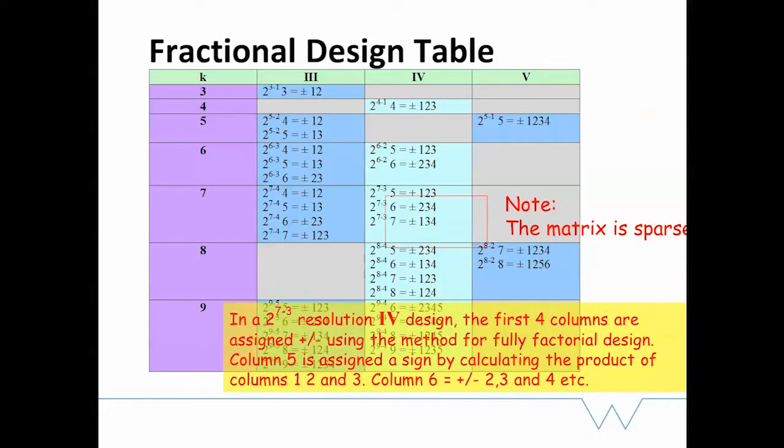So here's our design table, and for the case of being able to resolve one way with two-way interactions, we need resolution 4. So we'd be looking down this column, and if we've got 7 factors, then we apply this little rule here. And remember, the rule says that the signs in column 5 are the product of the pluses and minuses in columns 1, 2 and 3. The signs in column 6 are the product of the signs in columns 2, 3 and 4, and the signs in column 7 are the product of the signs in columns 1, 3 and 4. That's all the rule means. Notice that this matrix is sparse, so there aren't solutions to everything.